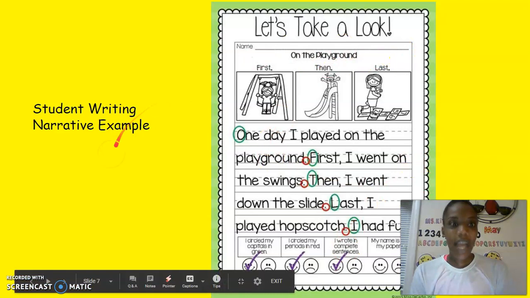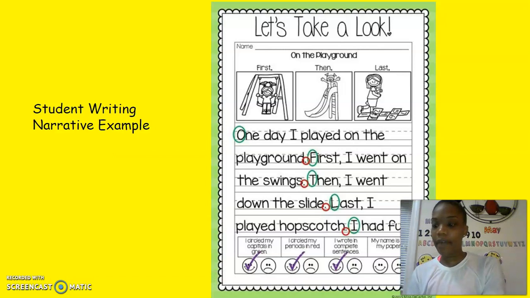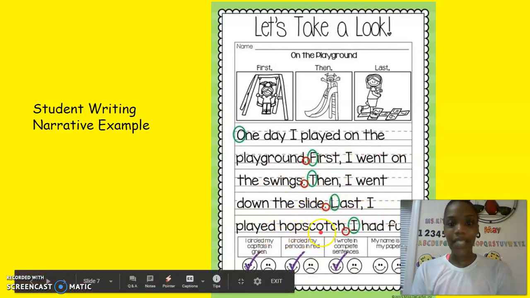Let's take a look. Now, here is where we're going to get deep into what it means to have a good story when you're talking about a situation, okay? So here is a picture and some words that are in connection telling a story. So let's read the story called On the Playground. Okay? It says, one day I played on the playground. First, I went on the swings. Then I went down the slide. Last, I played hopscotch. I had fun.